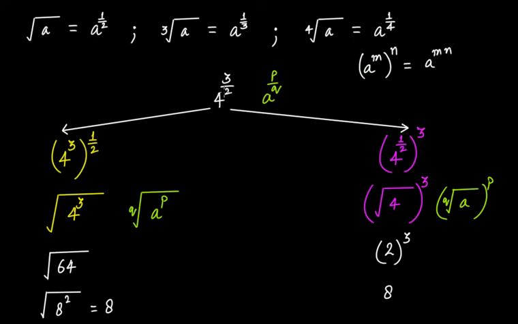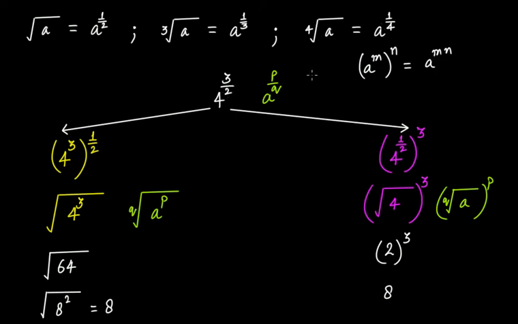So from here, this 1 by 2 means what? It is actually talking about the square root, right? Had it been 1 by 3, it means that it's talking about the cube root. Had it been 1 by 4, it means the fourth root. Had it been 1 by 5, it means the fifth root. Okay, that thing is clear.